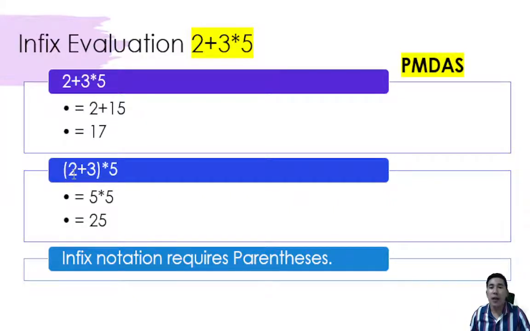Now, if an expression has parentheses, we need to first evaluate the expressions that are inside the parentheses. We have 2 plus 3, which is 5, times 5 is actually 25. So infix notation requires parentheses. But there are instances where it does not explicitly use parentheses, but you just have to follow the PMDAS rule.